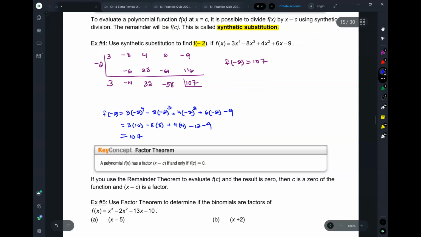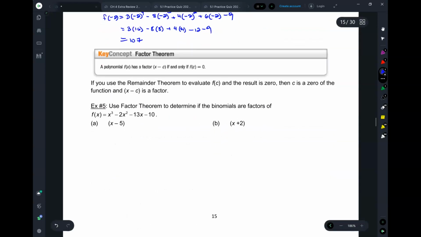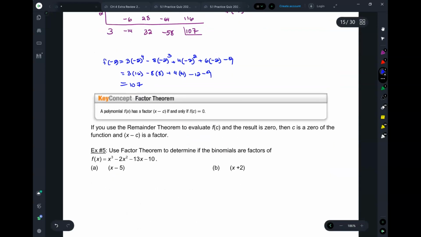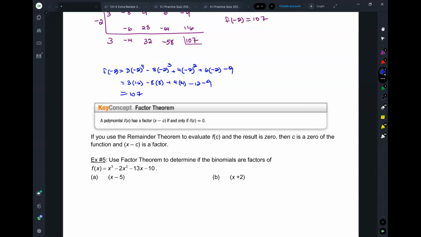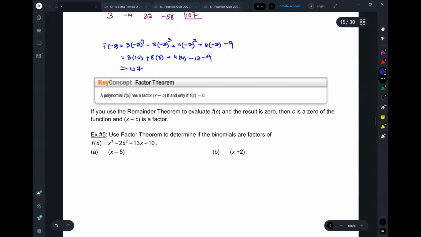Just one thing about what you did in the old way of the substitution. Wouldn't it be negative 8 times negative 2 to the third? Oh yeah, it would be positive. Yeah, but then it all works out.